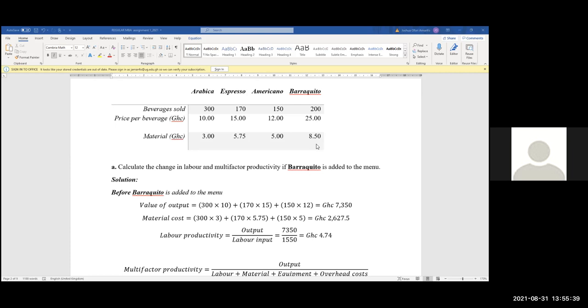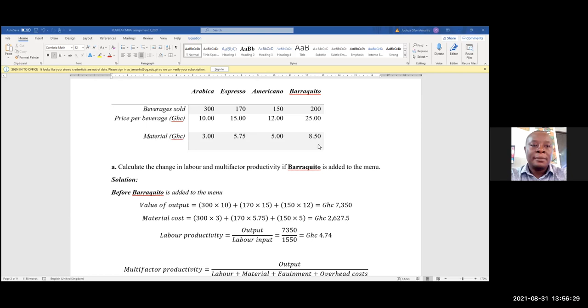First of all, we also have to know the value of our output for the old system, before we added the Barakito. We are selling 300 beverages at the price of 10 cedis for Arabica. Espresso, we have 170 cups sold at the price of 15 cedis per cup. Americano is 150 cups sold at the price of 12 cedis per cup. So you need to combine these to get the value of the output before Barakito is added.